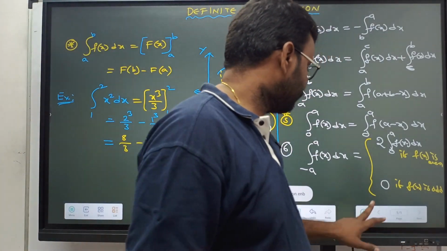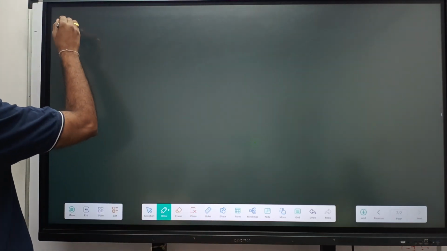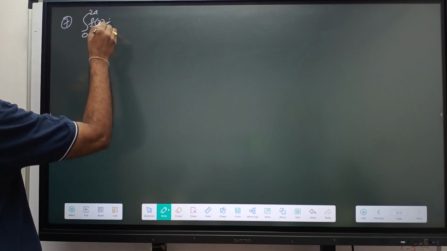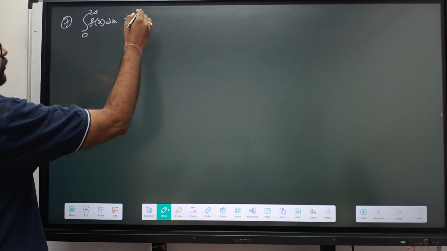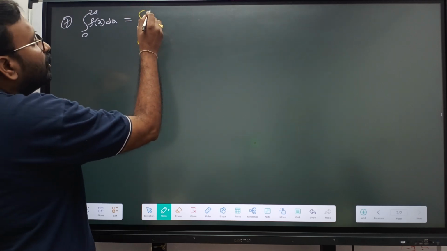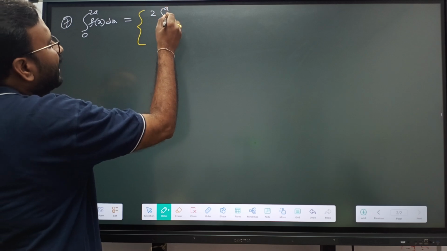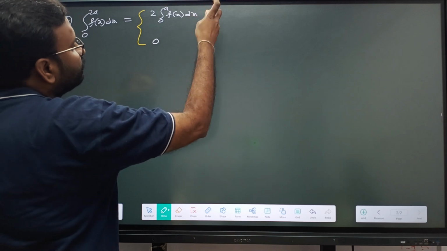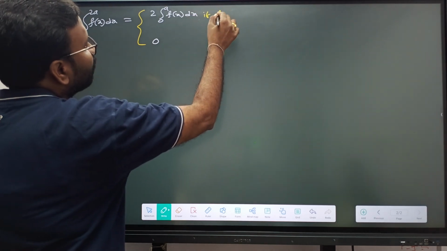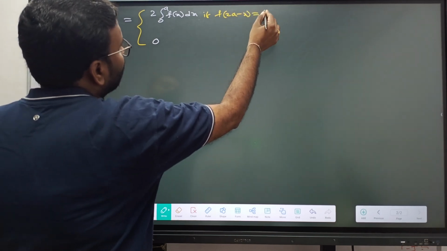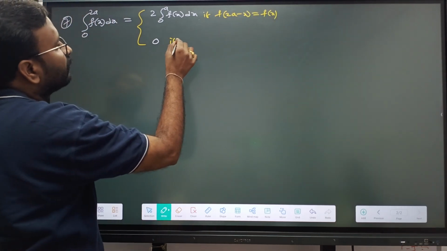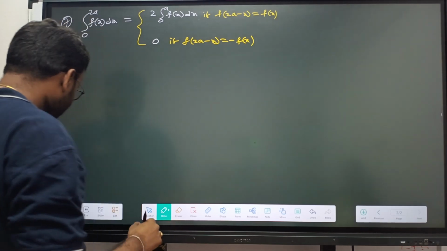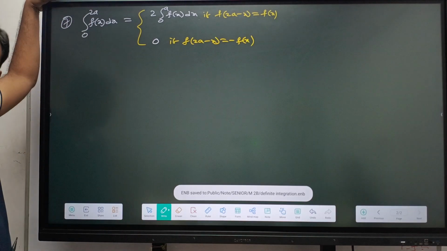Next, property 7, integral 0 to 2a f of x dx, which can be written in two ways. The first way is 2 integral 0 to a f of x dx, when f of 2a minus x is equal to f of x. The second one is 0, if f of 2a minus x is equal to minus f of x. Understand? This is also a very important property.